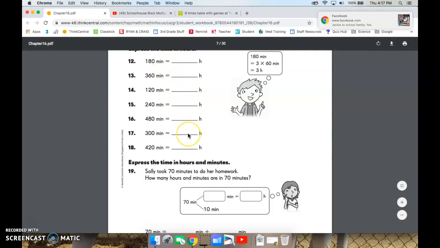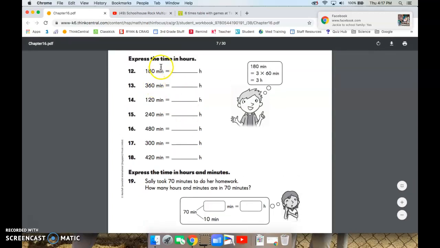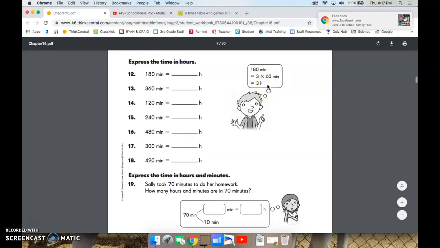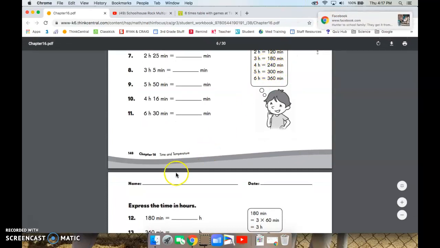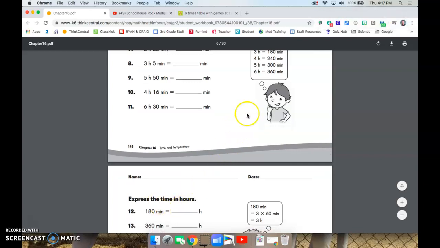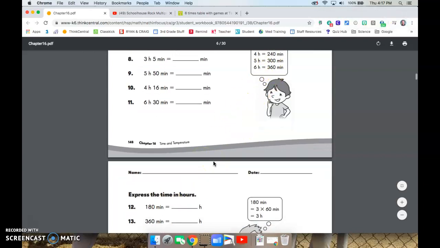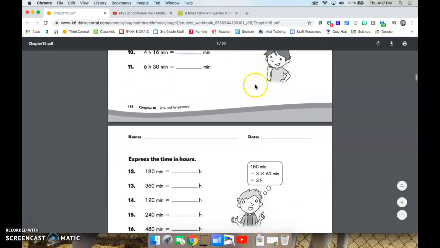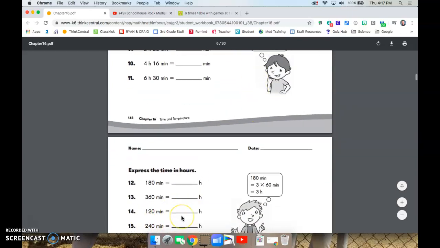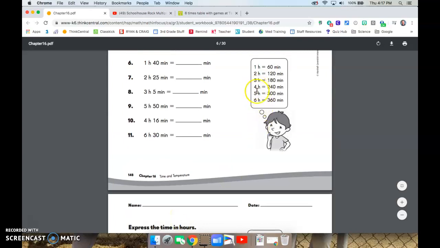Express the time in hours now. So we have 180 minutes equals how many hours? 180 minutes equals 3 times 60 minutes, which equals 3 hours. So we can come back here and use this a little bit too. There we go with our 180 minutes is 3 hours. 360 minutes, that was 6 hours. 120 minutes is 2 hours. 240 minutes, 4 hours.